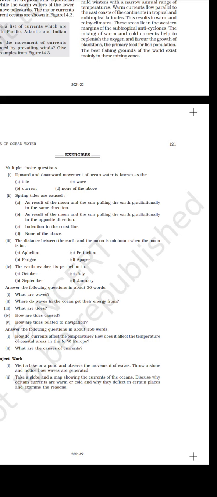Project work. Visit a lake or a pond and observe the movement of waves by throwing a stone and notice how waves are generated. Take a globe and a map showing the currents of the oceans. Discuss why certain currents are warm or cold and why they deflect in certain places and examine the reasons.